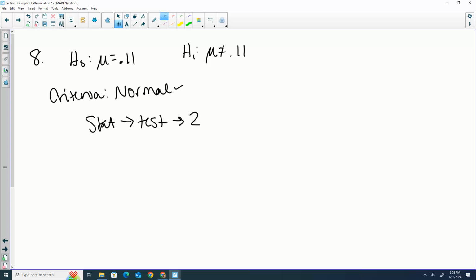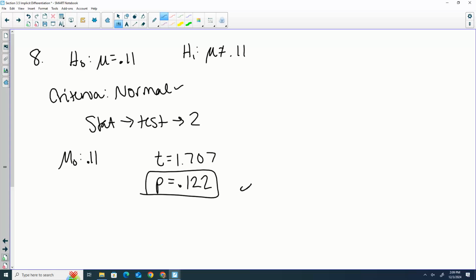That's number 2. This time we're basing it off data. Mean of the null is the 11 or 0.11. List should be L1, frequency is 1. We are testing not equal. P is 0.12. In the problem it told us alpha was 0.05, so what does that mean?